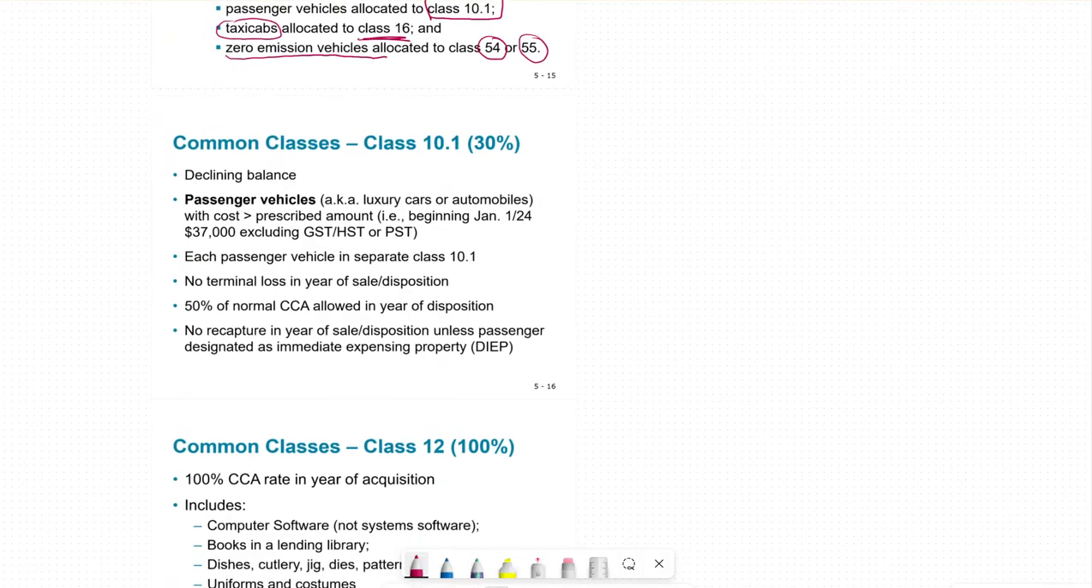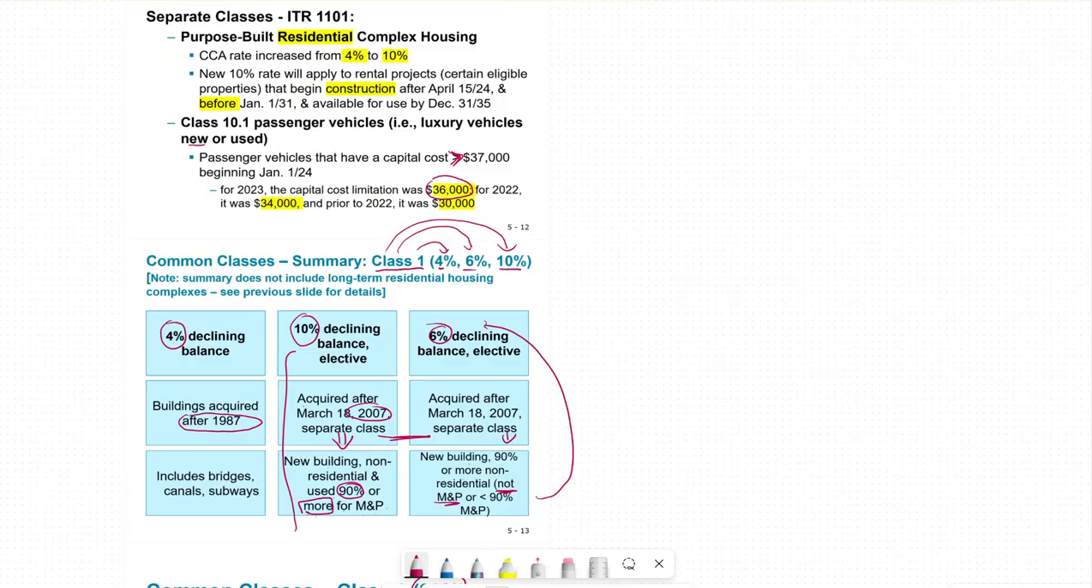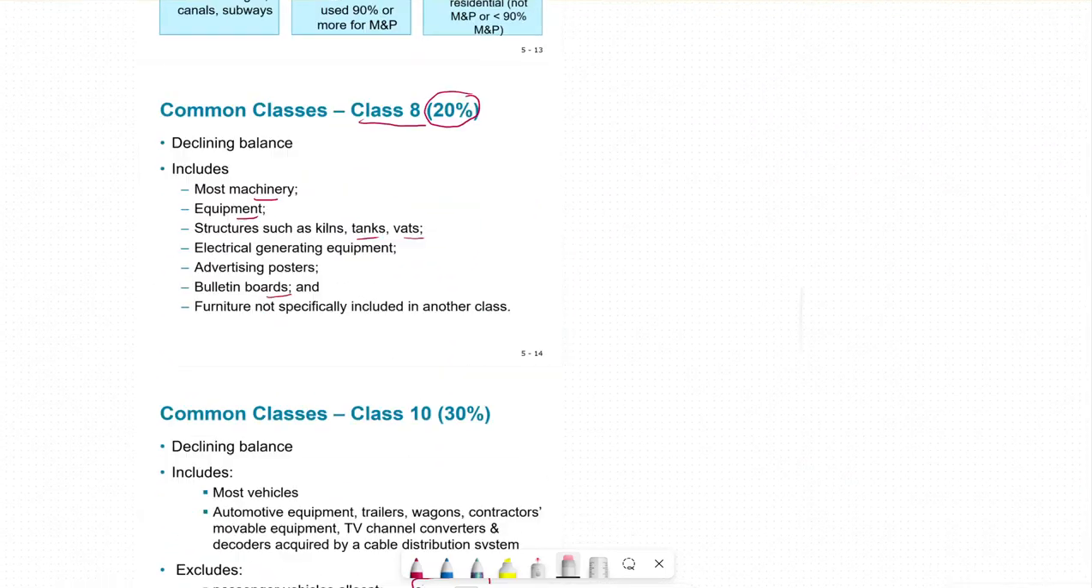Now this is what I was talking about. Class 10.1, we write off 30%, but that applies to luxury cars or automobiles. If its cost is more than 37,000, we are limited to the limit we just talked about. This is something you need to memorize, what the limit is for every year. If you're doing it this year, all your questions at the back will use 36,000.